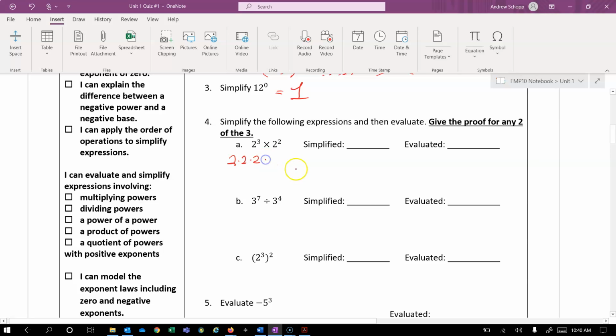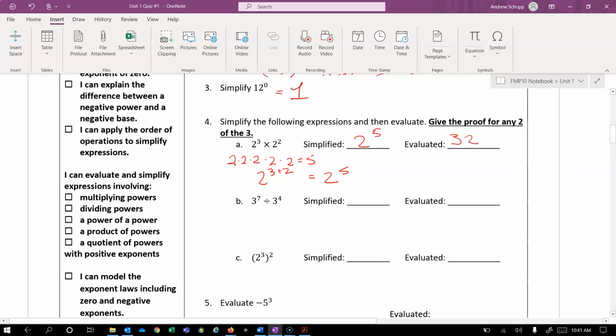If we wanted to prove it, we could show that we have 2 times 2 times 2, times 2 times 2, and there's 5 of them there. So 2 to the power of 3 plus 2 is 2 to the power of 5. And if we evaluate that, 2 times 2 times 2, 5 times, we get 32.